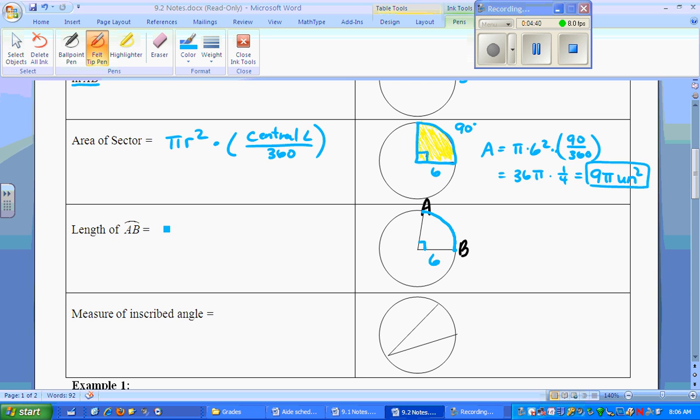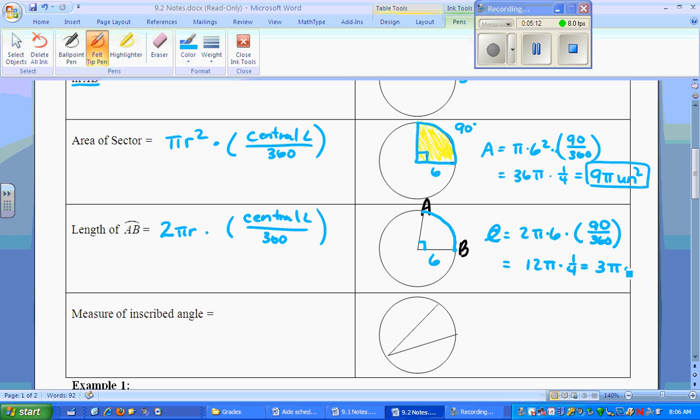So length is circumference. So we got 2 pi r, and we're going to be multiplying by the piece that we want. So that's the central angle over 360. Like I said, don't memorize it. Be able to say, okay, what I want is the length. So I need 2 times pi times r, which is 6, and then I'm going to be multiplying by the percentage. In this case, it's 90 over 360. So I have 12 pi times 1/4, giving me a final answer of 3 pi units for it.